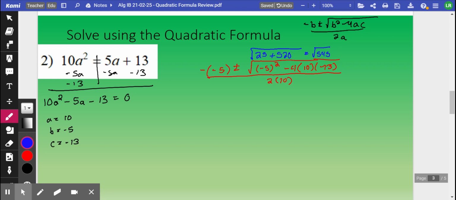And I just need to square root that. And when I square root that, I am getting approximately 23.35. Okay, let's write our two parts. So remember, negative of negative 5, negative times a negative, that would be positive 5 plus something. This one is divided by 20 because 2 times 10 is 20. And 5 minus something divided by 20. That something is my 23.35.